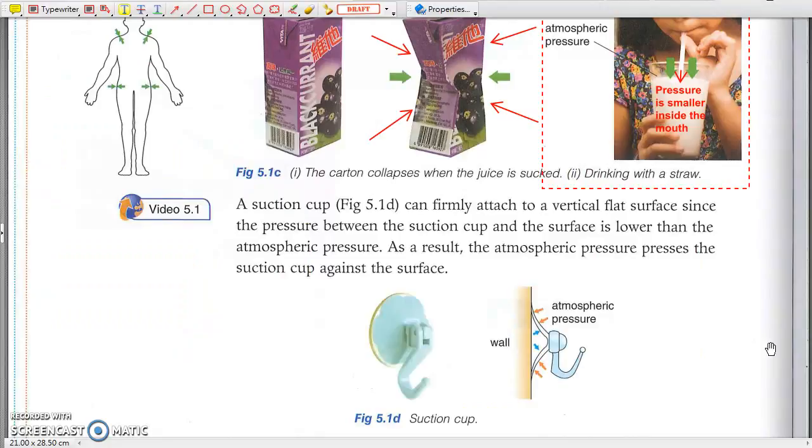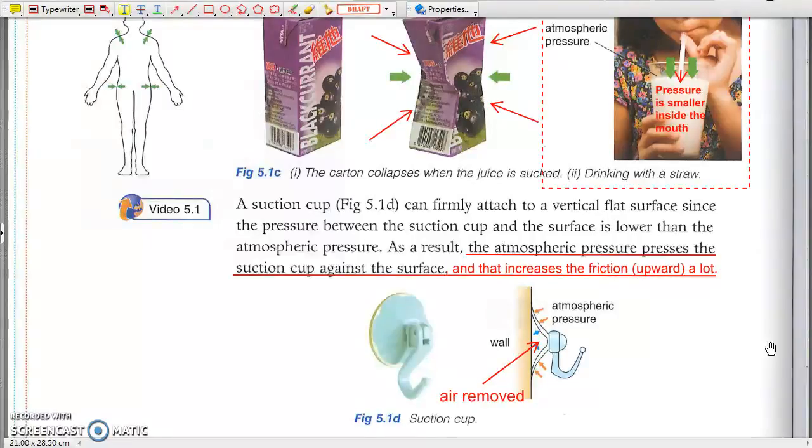Another application of atmospheric pressure is a suction cup. When we apply a suction cup, we should first remove the air between the cup and the wall. As the base of the suction cup is elastic, the pressure inside is further reduced when it is pulled down. Since the pressure inside is smaller than the atmospheric pressure outside, the atmospheric pressure pushes the cup against the wall. The friction by the wall on the cup increases dramatically and holds it there.